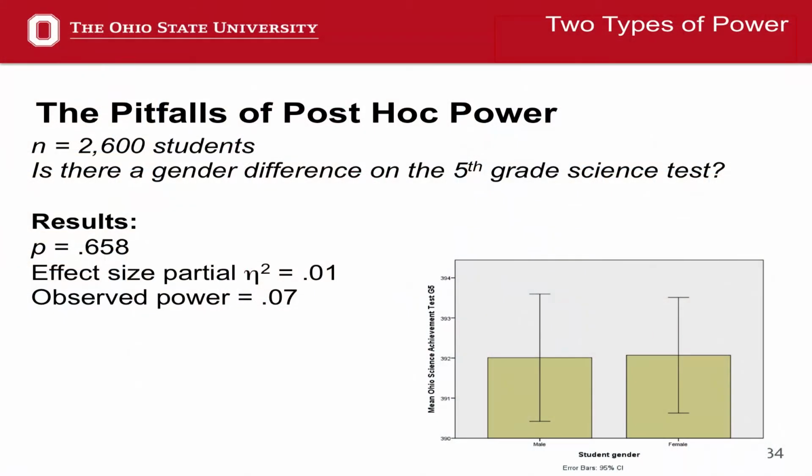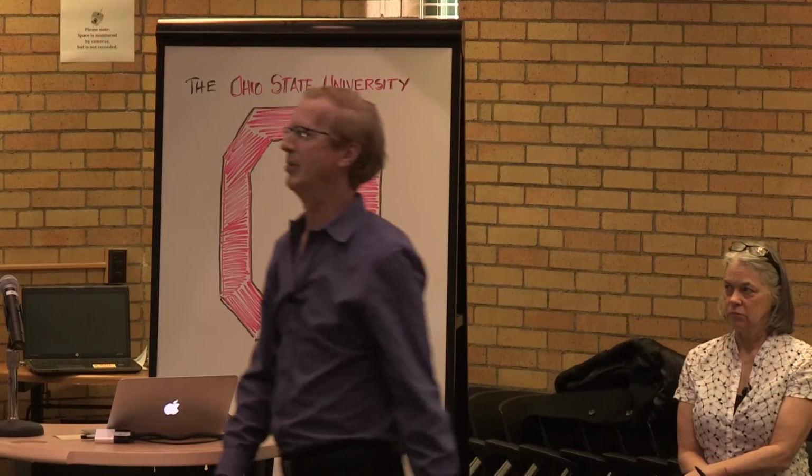So here are a couple of pitfalls of doing post hoc power analysis. In other words, you've not done any a priori. You've got a study with an N of 2,600. You're looking at males versus females on the 5th grade science test. Here's a plot of the data.